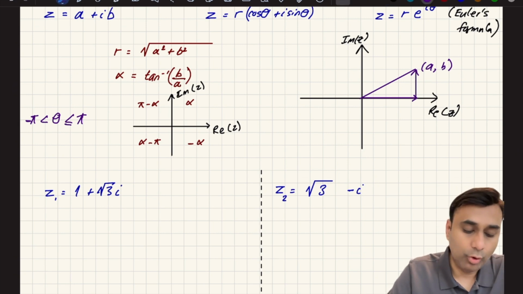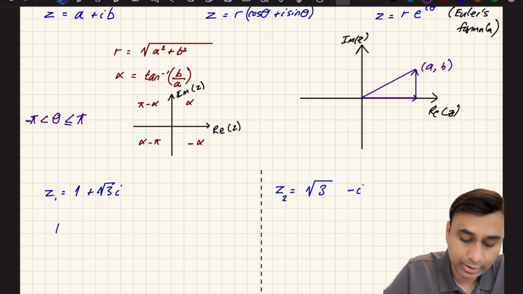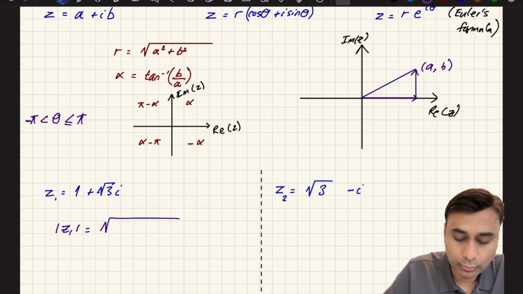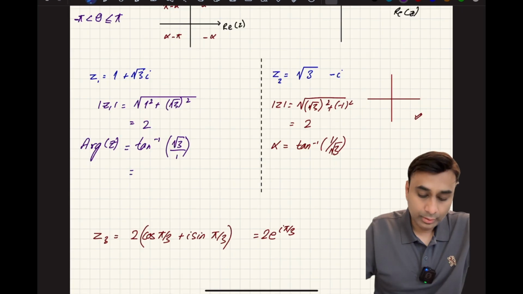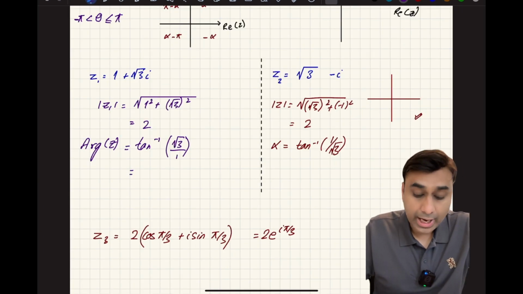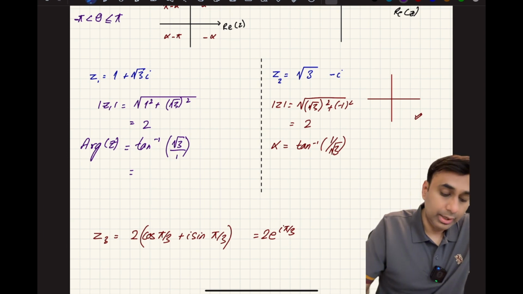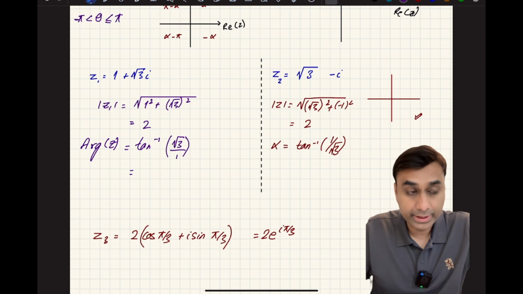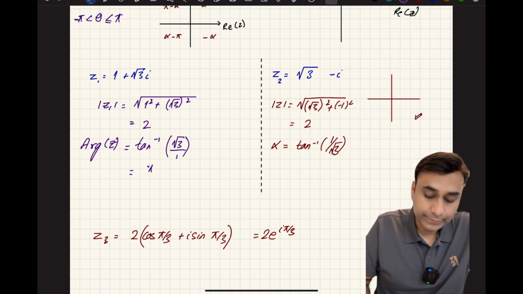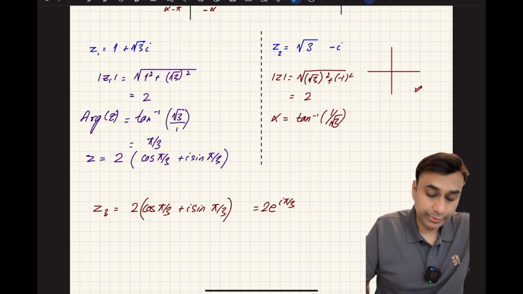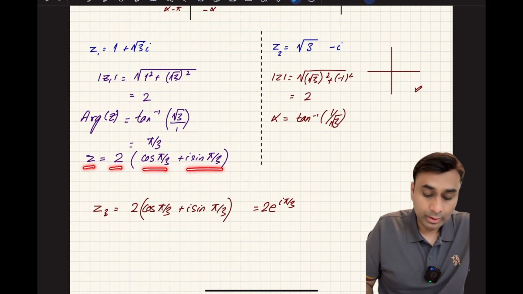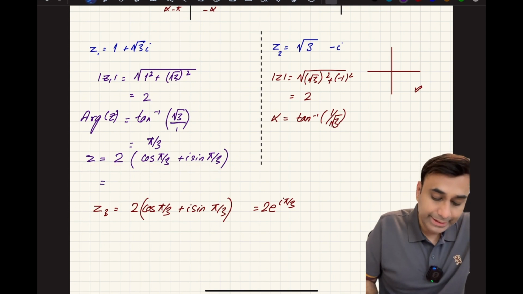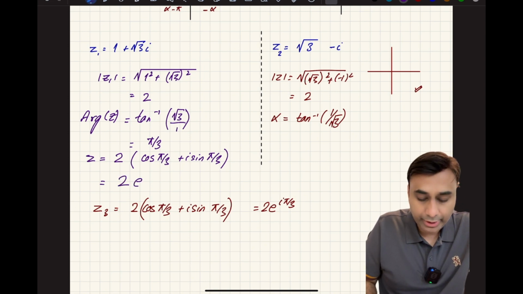For example, if you have a complex number z1, which is 1 plus root 3 iota, you can find its modulus by using 1 square plus root 3 square, and that simplifies to under root of 4, or 2. So you'll find the argument as tan inverse of root 3 upon 1, and tan inverse of root 3 upon 1 is basically 60 degrees or pi by 3 radians. So this angle is going to be pi by 3 radians. So you can write it as z1 is equal to 2 cos of pi by 3 plus iota sine pi by 3.